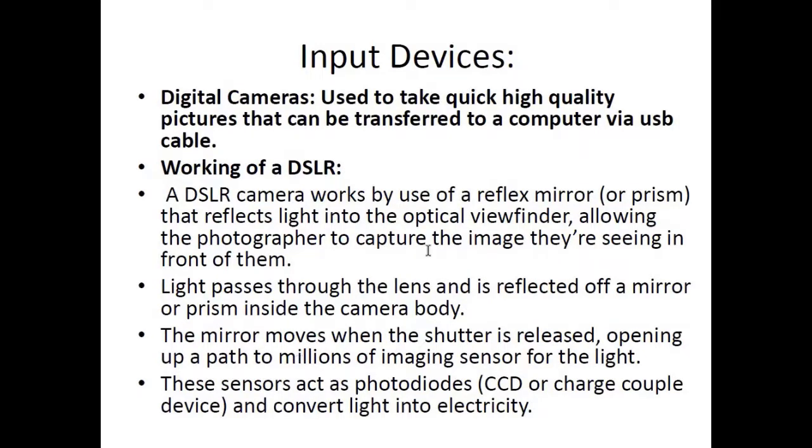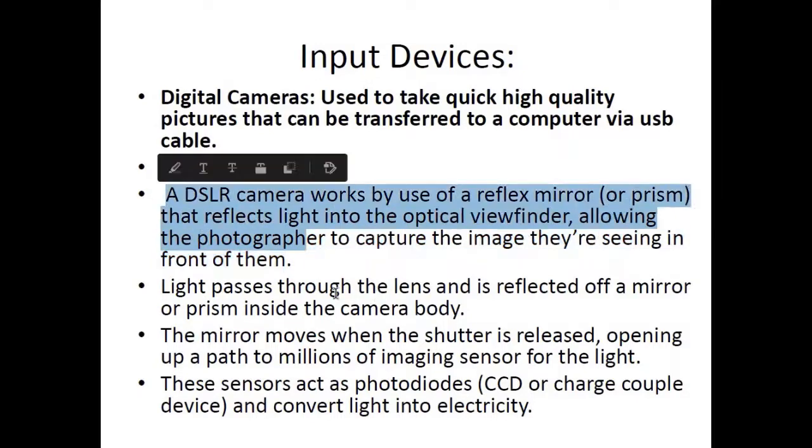Next we have digital cameras. They are used to take quick high quality pictures that can be transferred to a computer via USB cable. Working of a DSLR or digital single lens reflex camera. A DSLR camera works by use of a reflex mirror or prism that reflects light into the optical viewfinder, allowing the photographer to capture the image they are seeing in front of them.